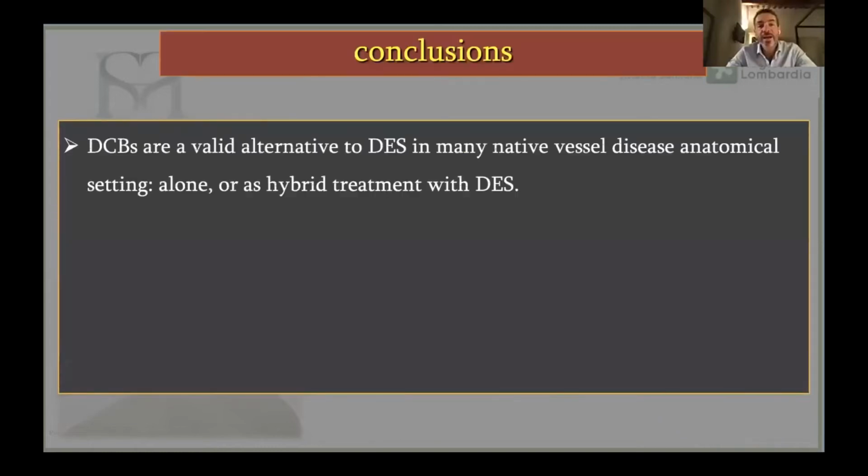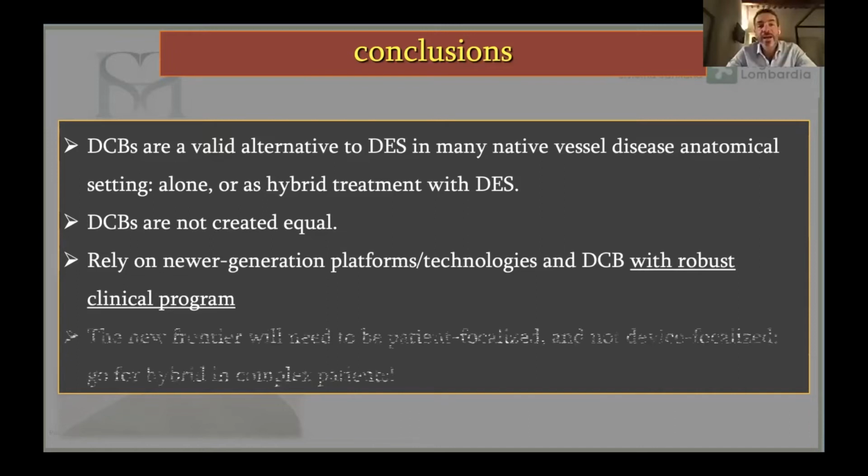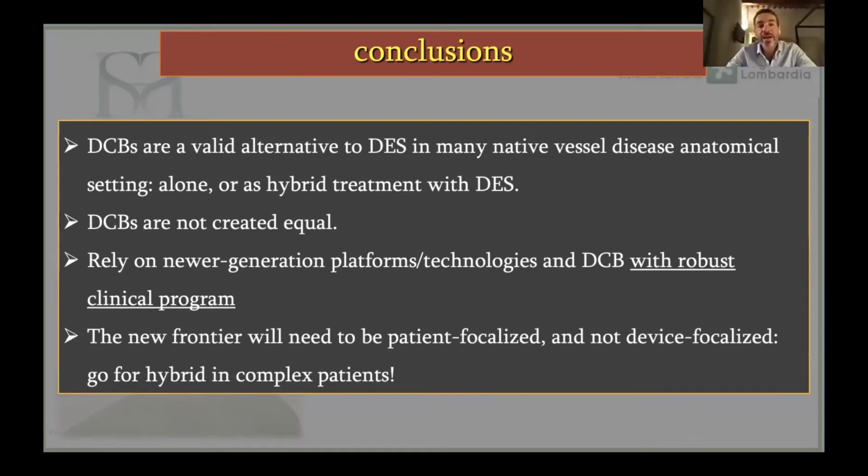So my conclusions are that DCBs are a valuable alternative to drug-eluting stent in many, not all of them, but many native vessel disease anatomical settings, either using them alone or as a hybrid treatment with drug-eluting stents. Please remind that DCBs are not created equal, and you should rely only on your experience and only on drug-coated balloons, which will have good platforms and studies which are showing a robust clinical program. The new frontier will need to be patient focalized, mostly in the sicker patients and not device focalized. So this is why we're working a lot on hybrid treatment. And I thank you for your attention.